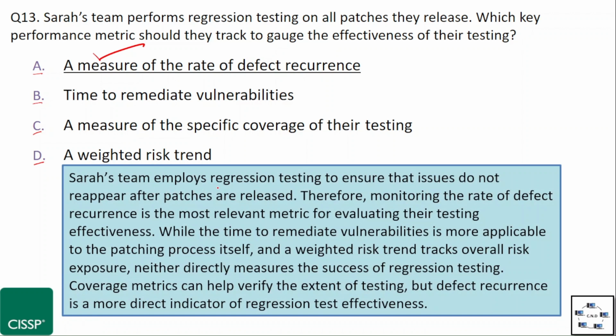Sarah's team employs regression testing to ensure that issues do not reappear after patches are released. Therefore, monitoring the rate of defect recurrence is the most relevant metric for evaluating their testing effectiveness, while the time to remediate vulnerabilities is more applicable to the patching process itself, and a weighted risk trend tracks overall risk exposure. Neither directly measures the success of regression testing. Coverage metrics can help verify the extent of testing, but defect recurrence is a more direct indicator of regression test effectiveness.